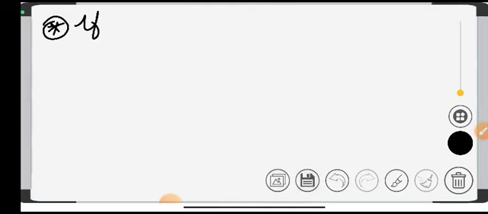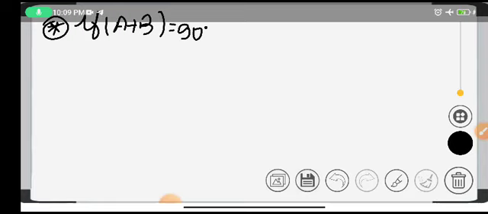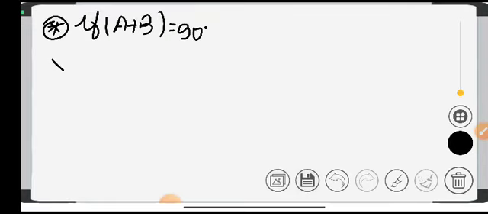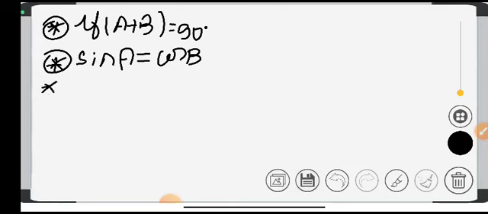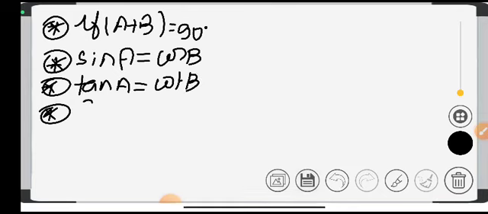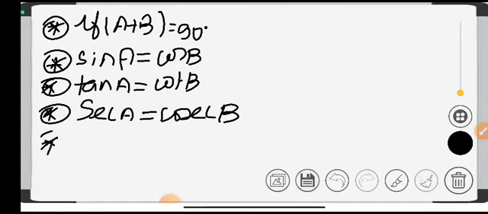That is, if A plus B is equal to 90 degree, so the resultants are sin A is equal to cos B, tan A is equal to cot B, sec A is equal to cosec B, sin A into sec B equal to 1.